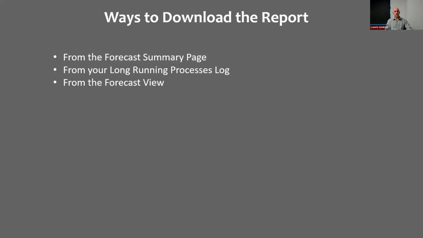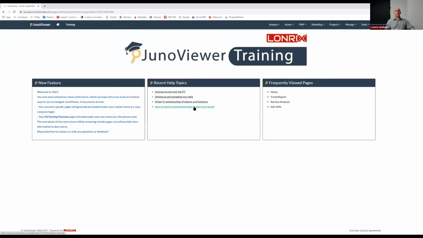Okay, so let's jump into JunoViewer. I'm just going to switch screens briefly here. Okay, so here I'm logged into the JunoViewer training account. I hope all of you can see my JunoViewer screen. So let's go through those 3 ways that we said you can download the report. So the first way is to go to the modeling menu and go to forecast summary.